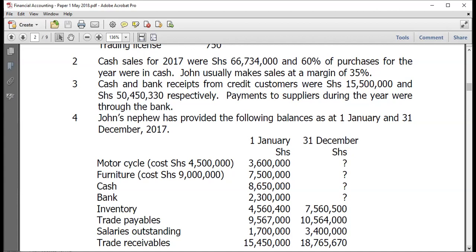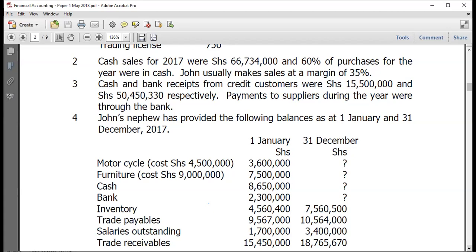Now, wherever you see a question mark, it means that we should actually find out. We should make sure we find out what those figures are, okay? So it's important for us to understand. And the same thing, we have inventory. They have given us figures for 1st January, 4,560,400. And then for 31st December, they have given us 7,560,500, okay? They have also given us trade payables.